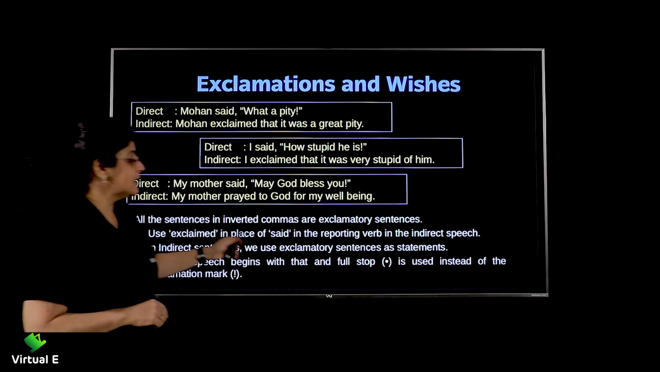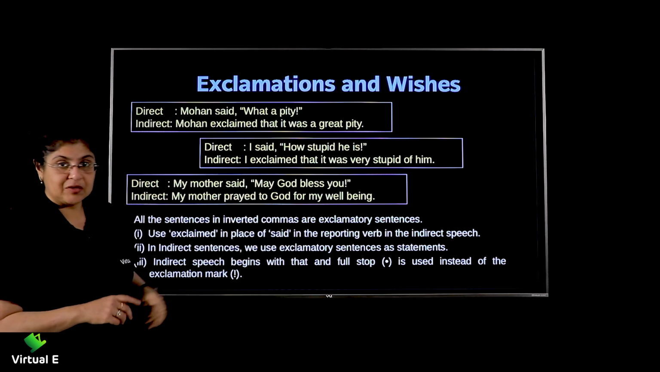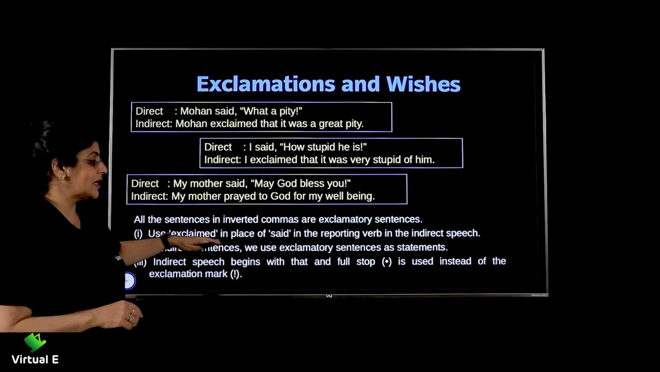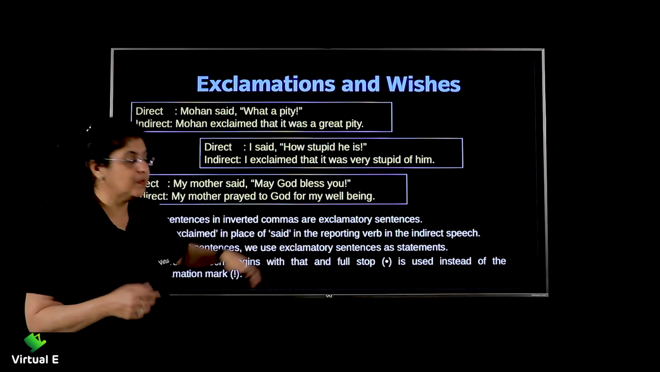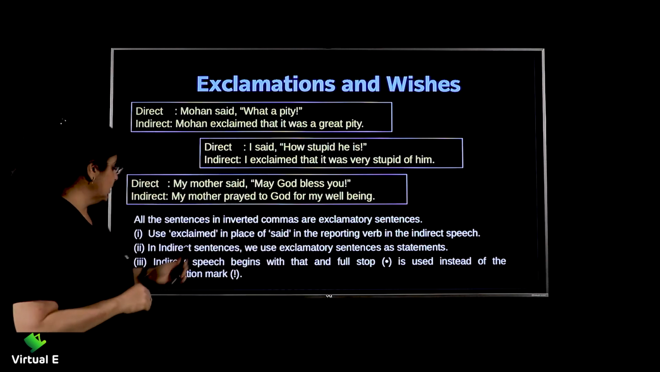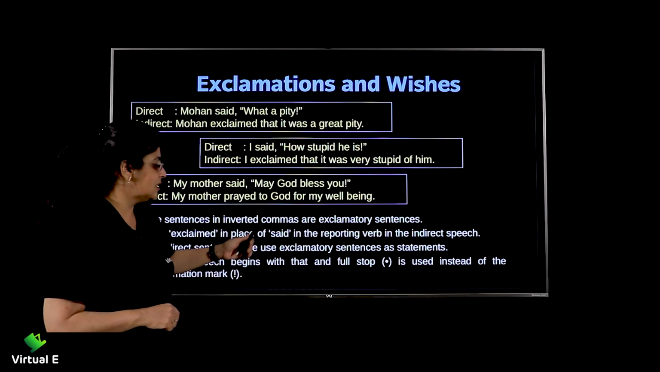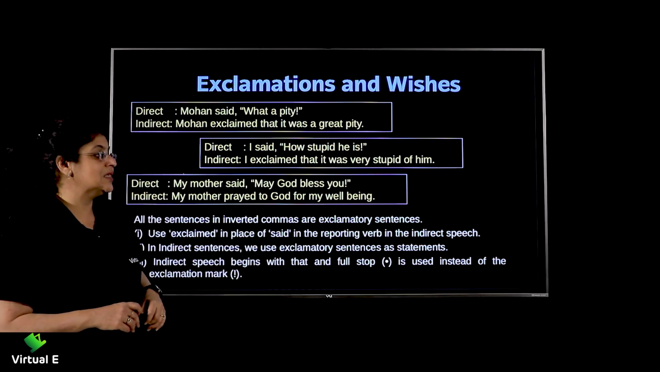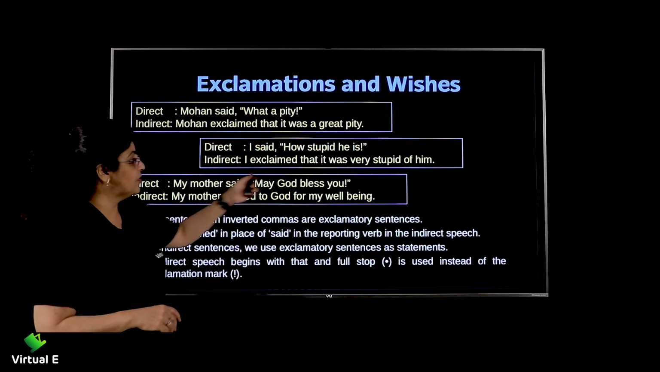So, all the sentences in inverted commas are exclamatory sentences. Use exclaimed in place of said in the reporting verb in the indirect speech. We did it here. We changed the said to exclaimed. In indirect sentences, we use exclamatory sentences as statements. Here we've made it a statement.